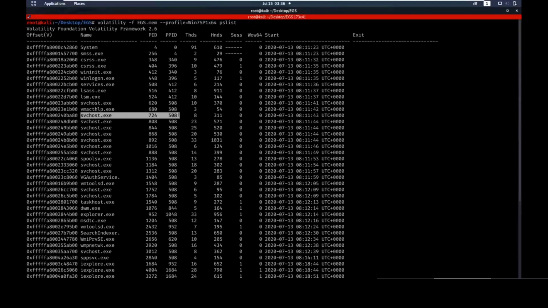Svchost is one of the systemic processes. As you can see, it has a process ID of 724 and a parent ID of 508. If I want to check who is the parent, I can go to the list and look for any process with the PID of 508, which in this case is services. So the svchost is a child of services, pretty normal.